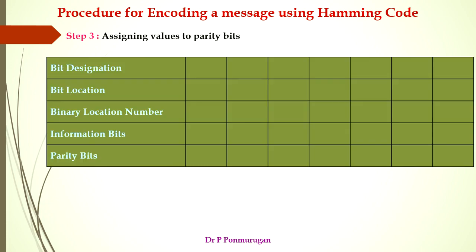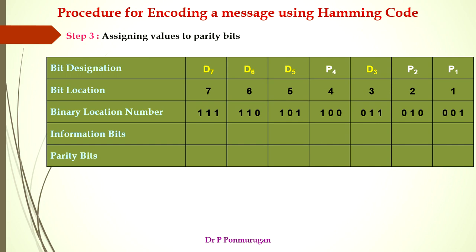Okay. So let us have a table like this. This corresponds to 5 different columns, or rows, sorry. The bit designation will be the one we had in the previous step: P1, P2, D3, P4, D5, D6, and D7. The next one is bit location, which is the bits D1 to D7, and the binary location of each bit. For 1 it will be 001, and for 2 it is 010, and so on. It extends up to 7.